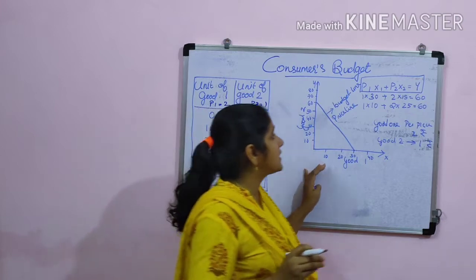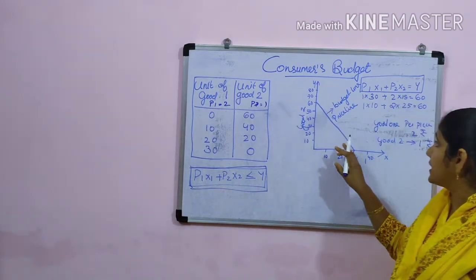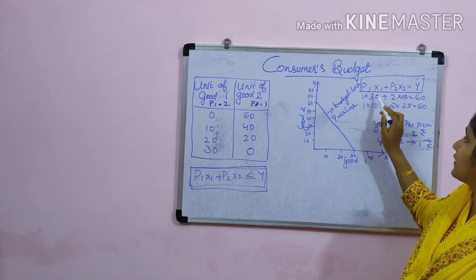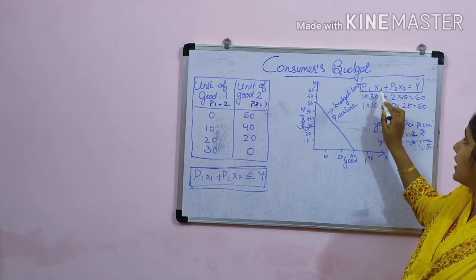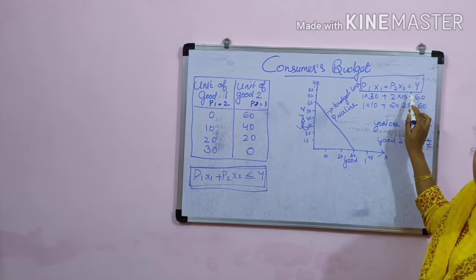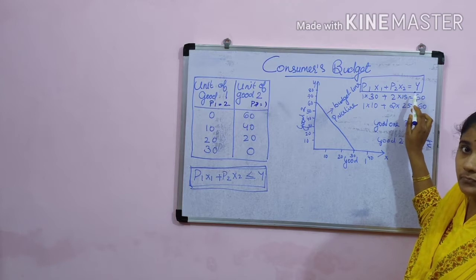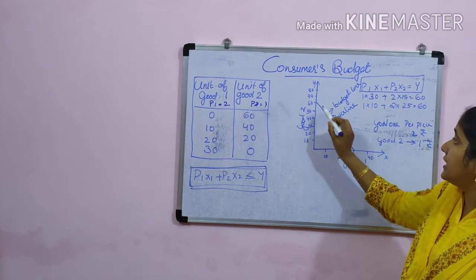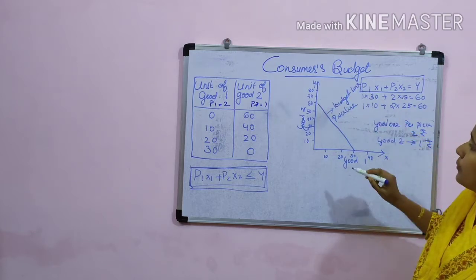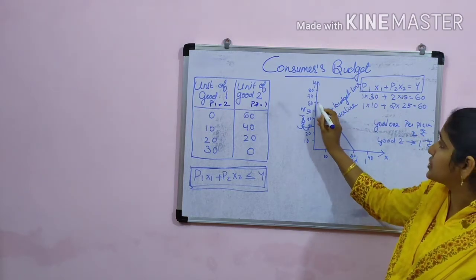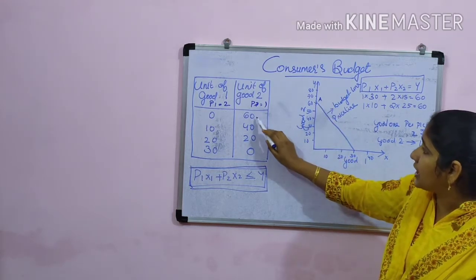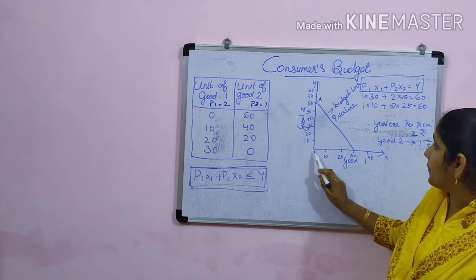Now students, here I prepared the budget line, otherwise price line, for you. The formula of a budget line, otherwise price line, is P1x1 plus P2x2 is equal to Y. Y means income. Okay students. Then this particular line is showing the different combinations. Here the first point is combination A. Combination A means that is the commodity.